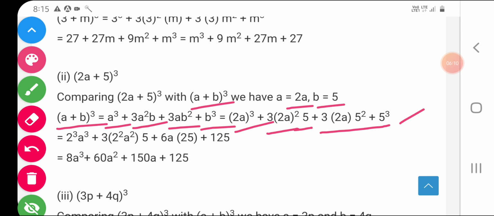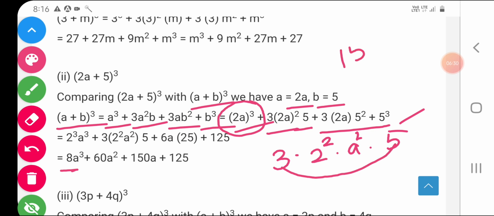Now we need to simplify. This cube is common to 2 as well as a. So 2 cube is 8, a cube as it is. Now 2 square: 3 into 2 square into a square into 5. We will take the numerical value alone. 3 into 5 is 15. 2 square value is 4.